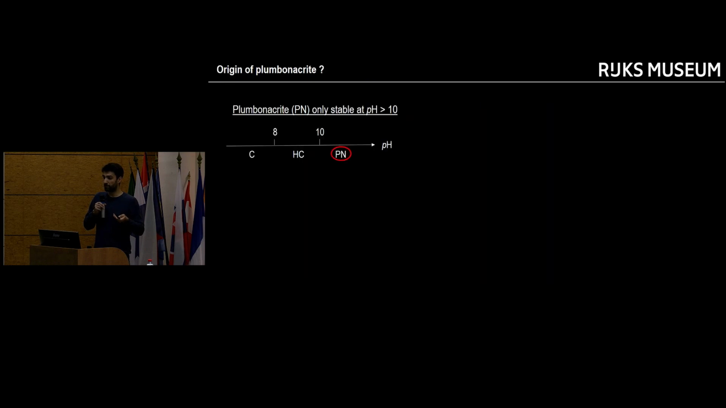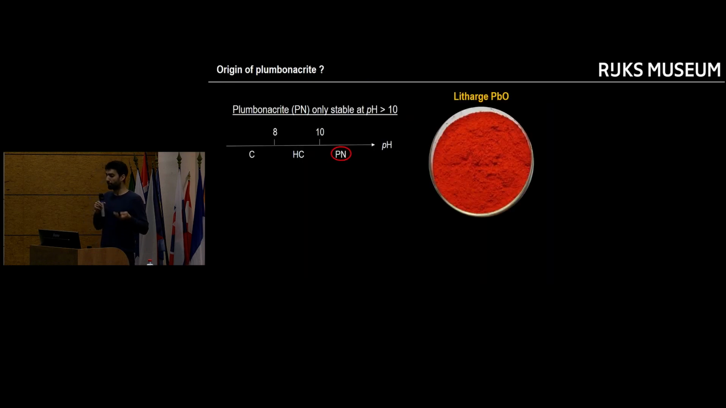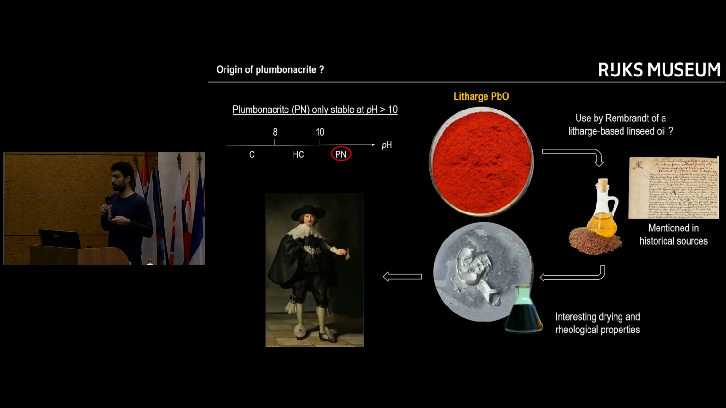So from this, we were able to say, well, perhaps a hypothesis would be that Rembrandt used some litharge-based oil. We know that this type of oil was mentioned in historical sources, so it's entirely possible that Rembrandt did use this type of oil.